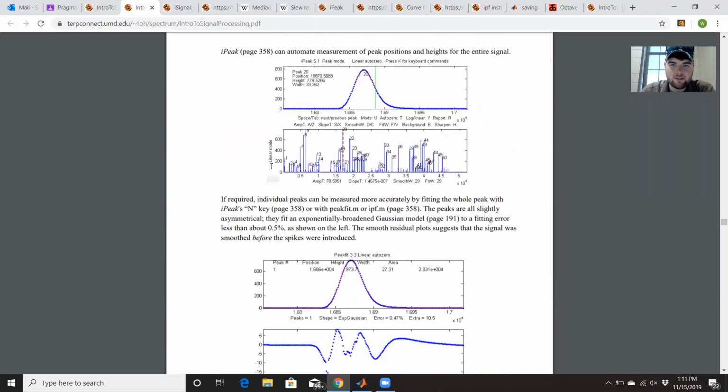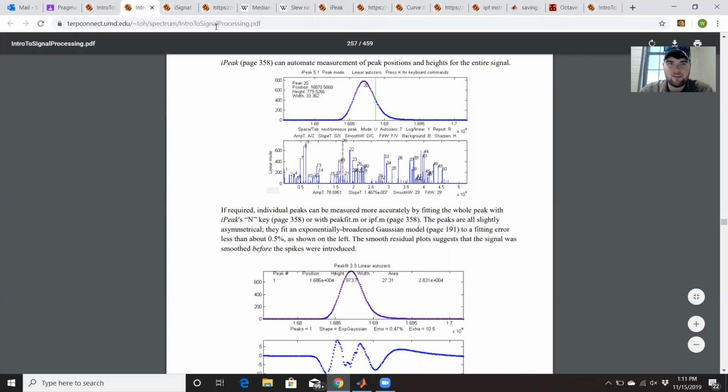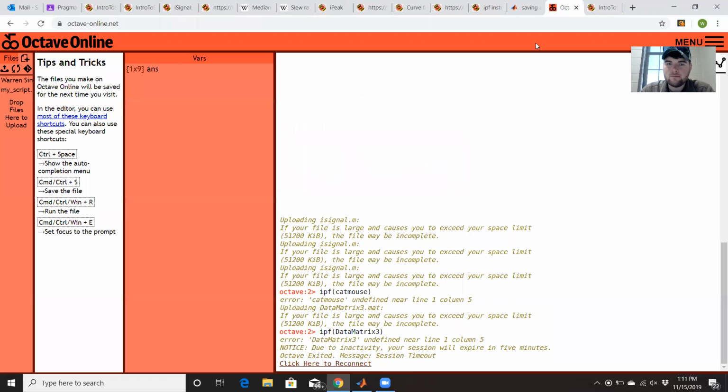Now if we scroll on down a little bit, another function used was iPeaks, which is known in MATLAB as peak fit or IPF. Initially I thought these were two separate things, so I ended up copying over both sets of data. The reason I'm not running this in Octave is that these codes were so massive that Octave says the file type is too large and exceeds the space limit, so I was unable to establish these functions in Octave. That's why I'm running this whole show out of MATLAB.